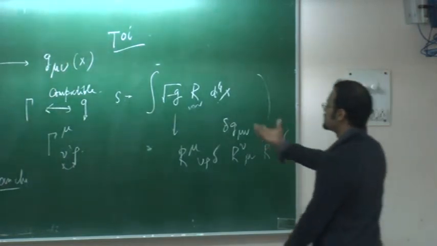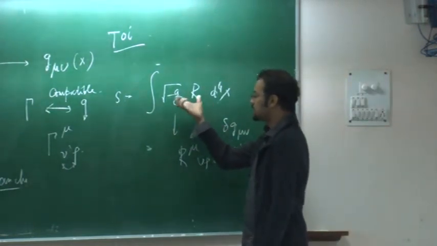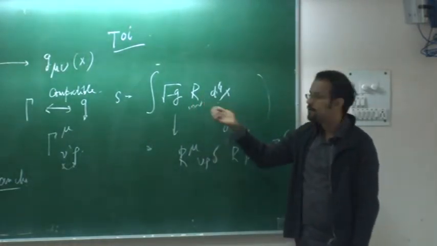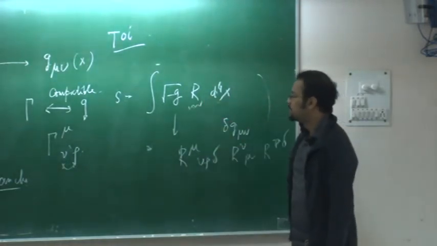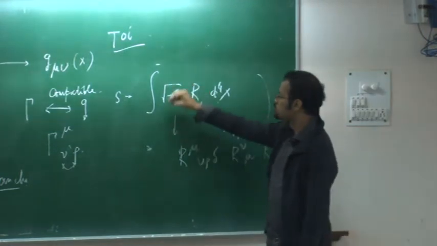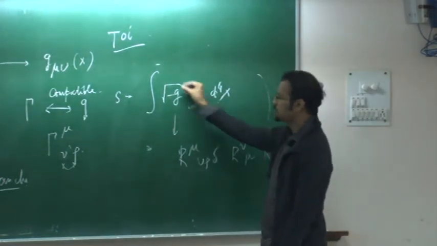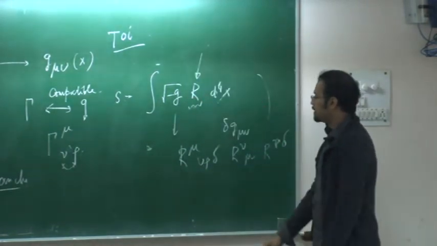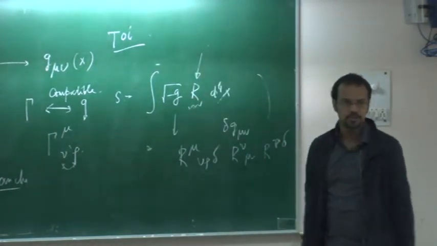A good criterion for this action, a good candidate for this action would be a scalar, right? You want a scalar here, a scalar density rather. And of course, this root minus g takes care of the invariance of the volume element, so that is different. So this quantity has to be a scalar. And there are many ways of doing it.